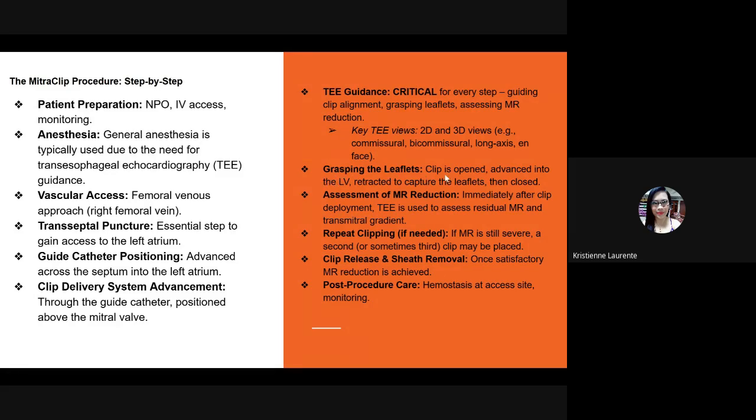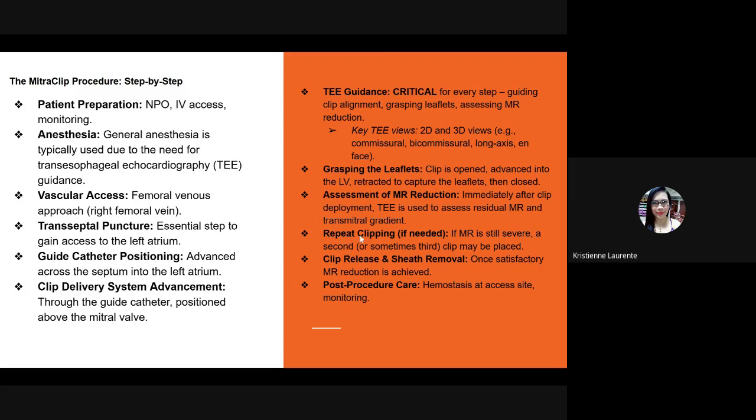So grasping the leaflets: the clip is open and advanced into the left ventricle, retracted to capture the leaflets, then closed. And then assessment of MR. Once the catheter or the clip is already close to both leaflets, they have to assess the MR reduction first. Immediately after the clip is deployed, TEE is used to assess residual MR and transmitral gradient. The good thing that we have now, if this is, I think, Abbott products, is that they have to reassess first the MR and the gradient before they will totally deploy the clip.